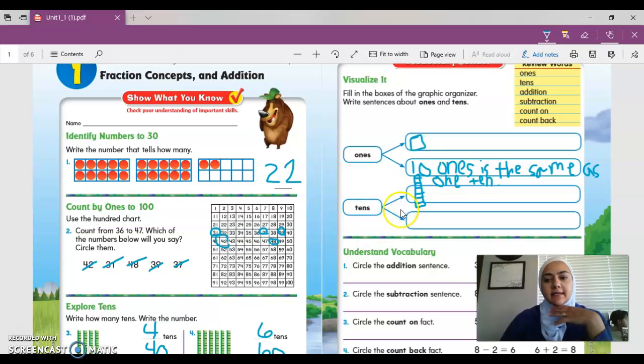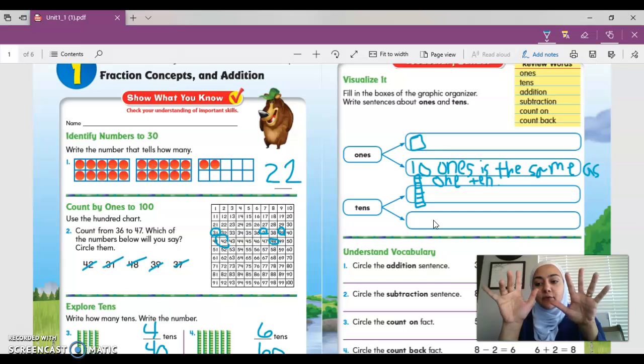So they want us to write a sentence using the word tens. So maybe we can write 10 tens is the same as what? Well, let's see. If I have 10 tens, let's say each one of my fingers is a 10 stick. If I have 10 tens, it's the same as what? Let's count. 10, 20, 30, 40, 50, 60, 70, 80, 90, 100. 10 tens is the same as 100. So we can write that.